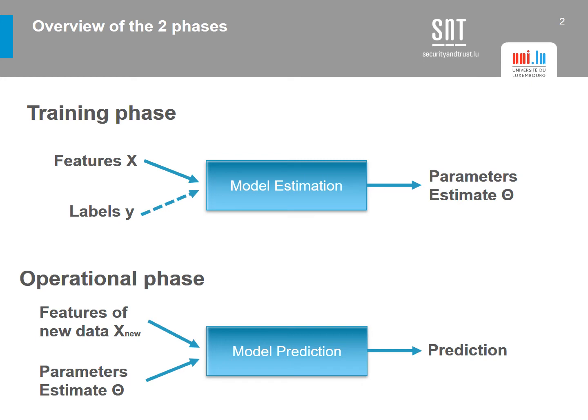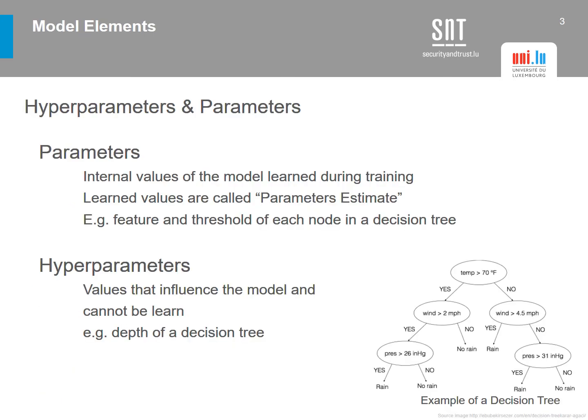Now let's talk about what are the elements that constitute a machine learning model. The machine learning models are composed of parameters and hyperparameters. Parameters are the internal values of the model, and they are learned during the training phase. That consists of training those parameters, and the learned value is called parameter estimate. The examples of such parameters are threshold and features in a decision tree.